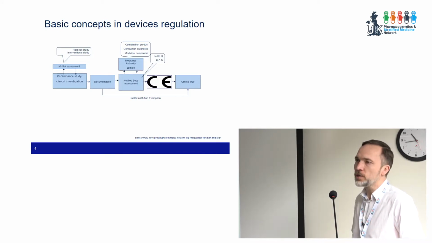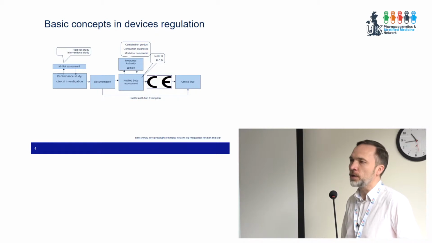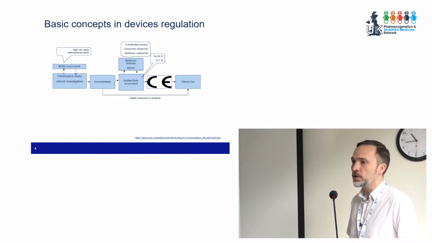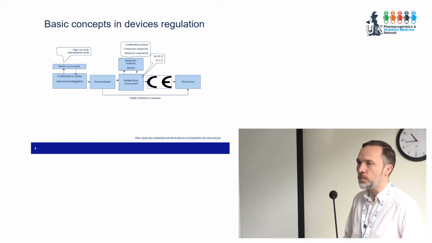Under the new regulations, the health institution exemption changes quite significantly. It means you can continue to be exempt. You don't need to have the CE mark. You don't need to have the notified body, but you do need to demonstrate that it's safe. You do need to have all that clinical evidence. You do need to demonstrate that it meets all of the general safety and performance requirements.